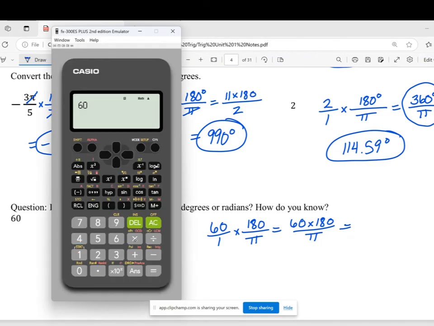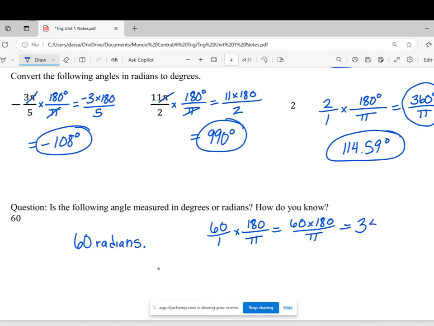So 60 times 180 over pi, how many degrees is that? That's 3,438 degrees. So radians are actually pretty big when we think about radians.